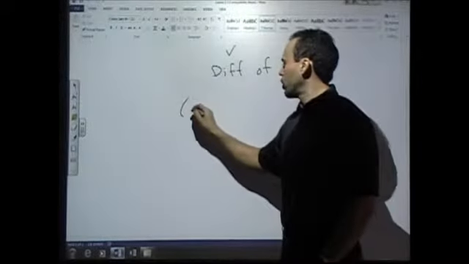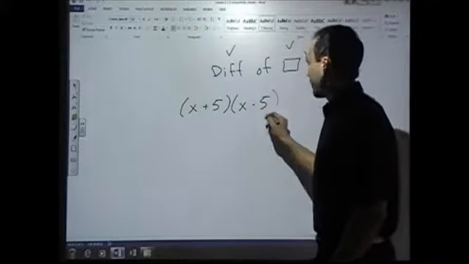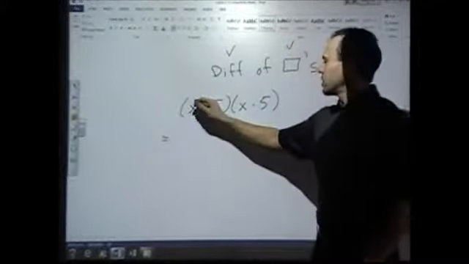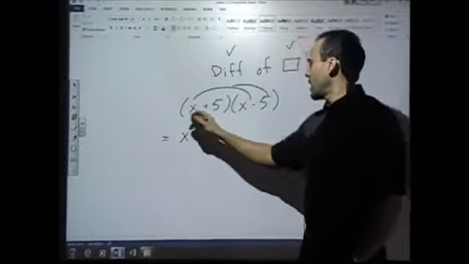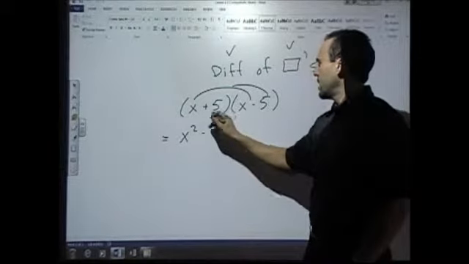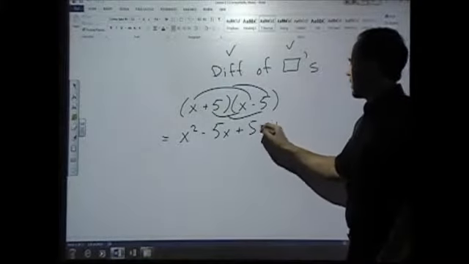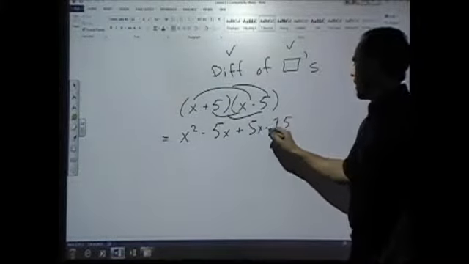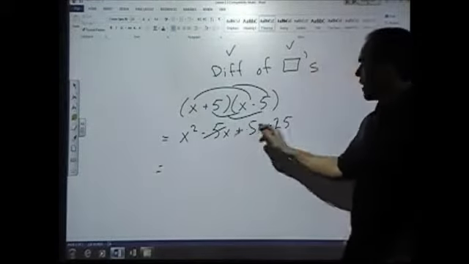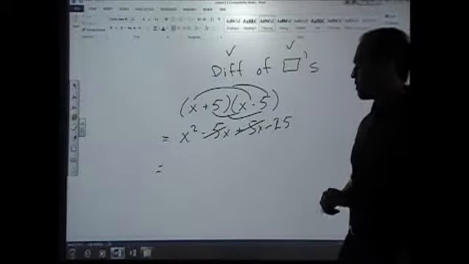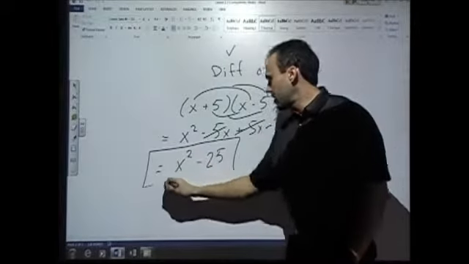Now, when we showed you stuff like this, x plus 5 times x minus 5, for instance, when you expanded this the proper way using FOIL, everything in here times everything in here, x times x is x squared, x times negative 5 is negative 5x, and then 5 times x is 5x, and 5 times negative 5 is negative 25. When you simplify this, the middle terms cancel out because one's a negative 5x and one's a positive 5x. Add them together, it's 0. So you're just left with x squared minus 25. And this is a difference of squares.